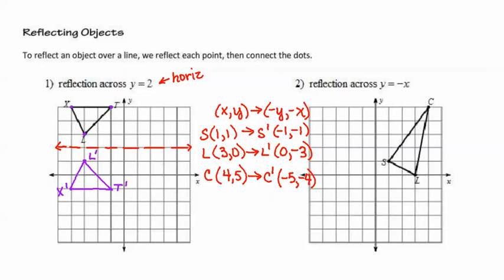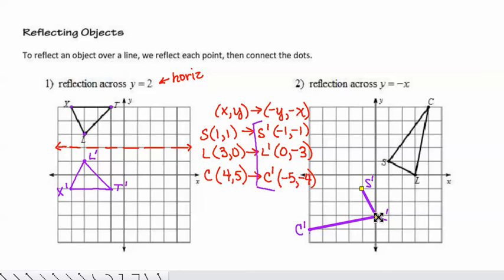Okay, so now I'm going to go ahead and actually plot those coordinates. And I'm plotting these 3 coordinates here. The original are already there, so we don't have to worry about those. So we have S prime at -1, -1. L prime at 0, -3. And C prime at -5, -4. And then go ahead and connect those to create the polygon.